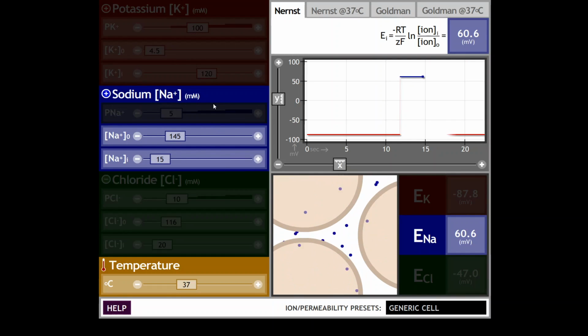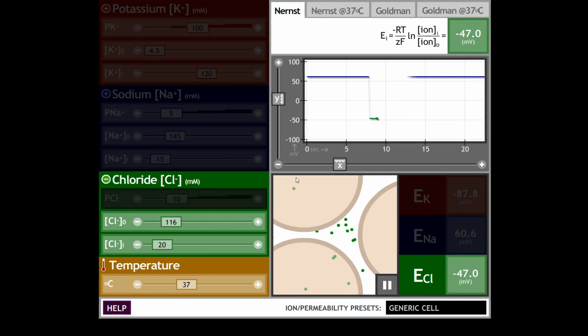Then you can switch ions. You can try it for sodium. Here our generic cell has an equilibrium potential for sodium at plus 60 millivolts, and that's because the outer concentration of sodium is almost 10 times higher than the inside concentration. For chloride, in our generic cell, it's minus 47, but that's because they've chosen these values as the so-called typical, or generic, concentrations.